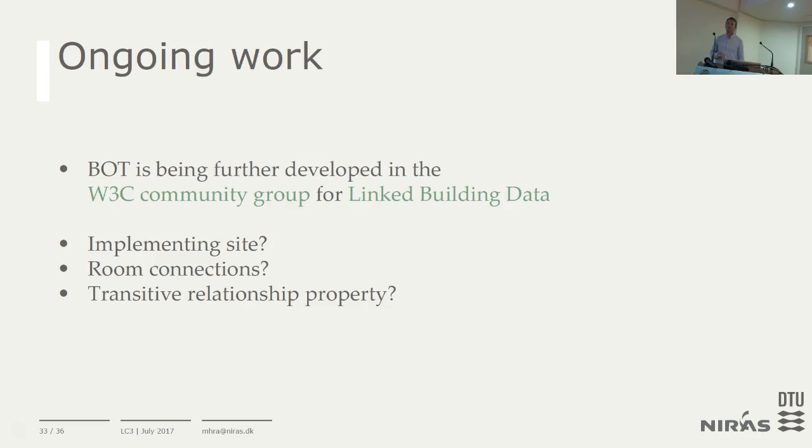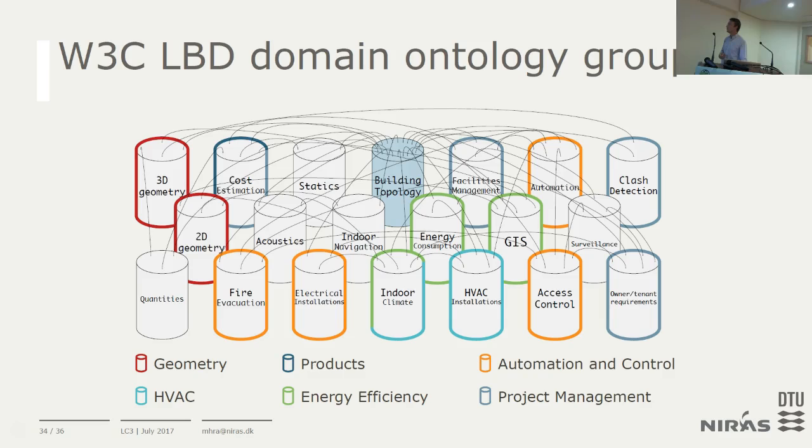And of course, there's room for improvement. Should BOT include the site? Should we have connections between the rooms? There could, for instance, be a direct connection between two rooms, or sharing a wall, or should we have indirect connections between rooms sharing a door? Should we have more of a transitive relationship property where you can say, okay, the space is also contained inside the building since it's located on a floor and stuff like that. But this is a first suggestion of something simple.